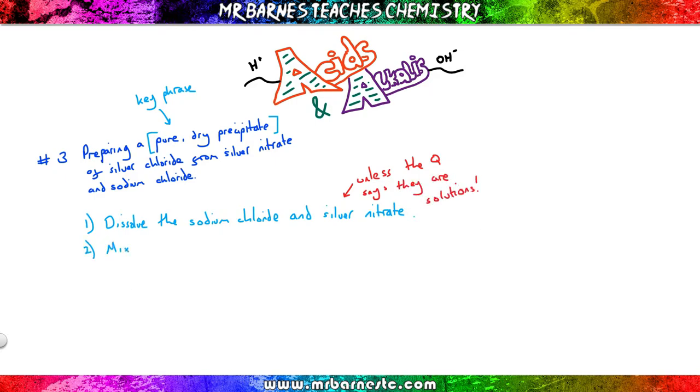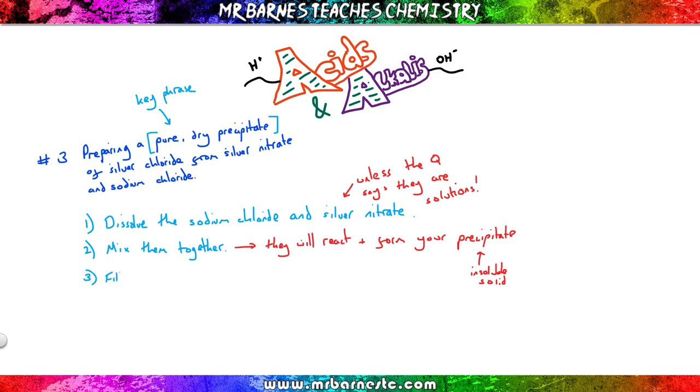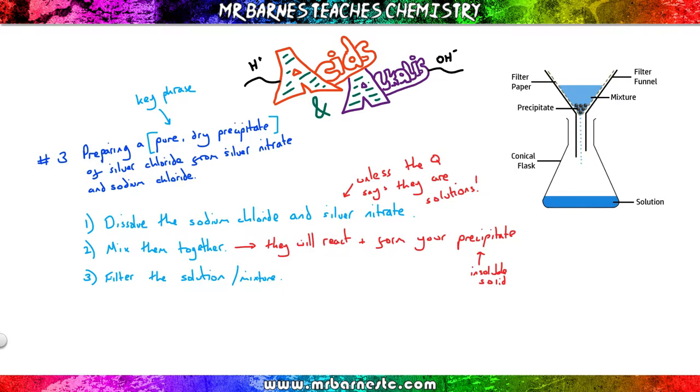Step 2, you've now got your solutions of sodium chloride and silver nitrate. You need to mix them together so they react. So mix them, and that's going to make your precipitate. Number 3, you've got to filter it. So you've now got your precipitate, but you've also got your other solution. So you've got to separate them. So filtration, your precipitate will stay up in the filter paper, which is what we want, and the other thing will go into your conical flask, which we don't need.